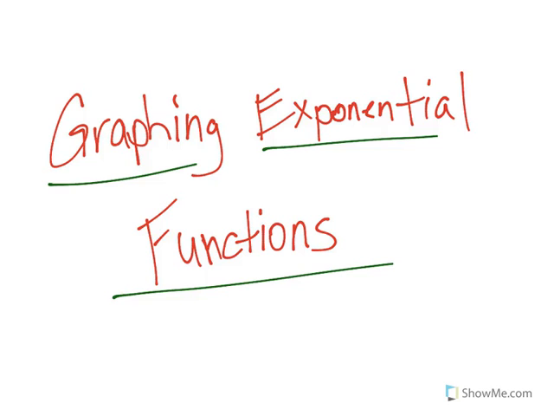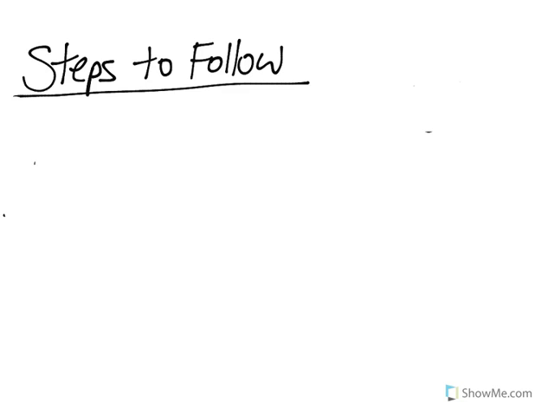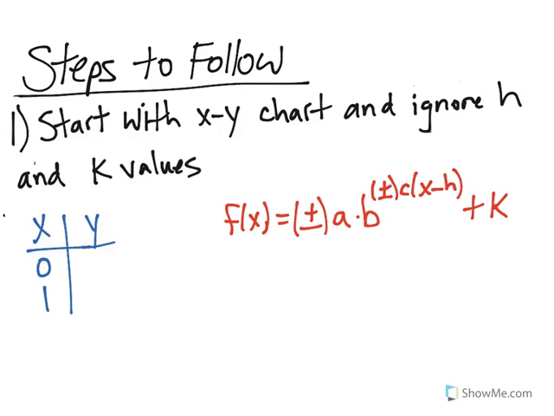I feel like what's giving a lot of people trouble is figuring out how to exactly graph these exponential functions. So I want to go over some rules to follow and then go through a couple examples, and hopefully this will help clear up any confusion that we may have.